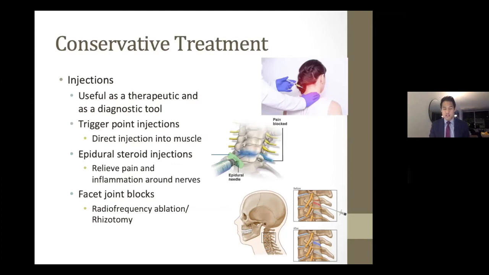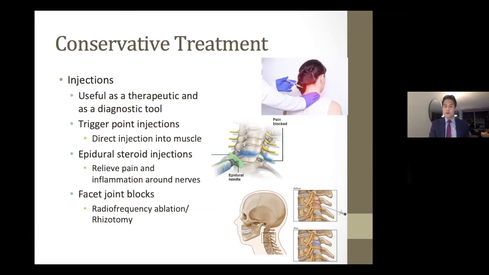The last type of injections that we often do are facet joint blocks. We discussed the facet joints and how they represent the articulation of the bones in the back of your spine that move across each other every time you move your neck up and down. In a facet joint block, we're numbing those nerves that sit around those facet joints. If that helps you with your symptoms and confirms that the facet joints are the problem, then what we can move forward with is something we call radiofrequency ablation or rhizotomy. In that situation, we're using a needle that has ultrasound attached to it. And then we actually burn away those nerves around your facet joints.